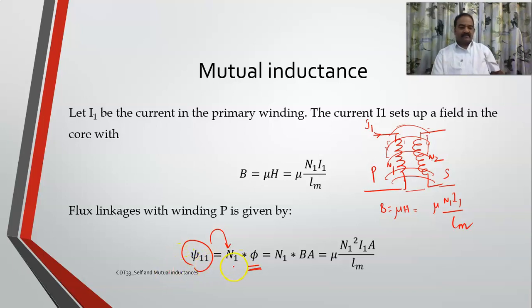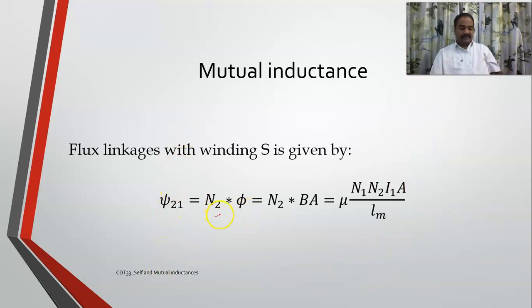So flux linkage depends upon the number of turns into flux. So the flux linkage on the primary side is N1 into phi. Phi is being created by B, which in turn depends upon N1, right? So the flux linkage of the primary winding is equal to N1 into B into A, where B is this equation. So I'll get this expression, whereas the flux linkage for the secondary winding is N2 into phi. Phi is equal to BA.